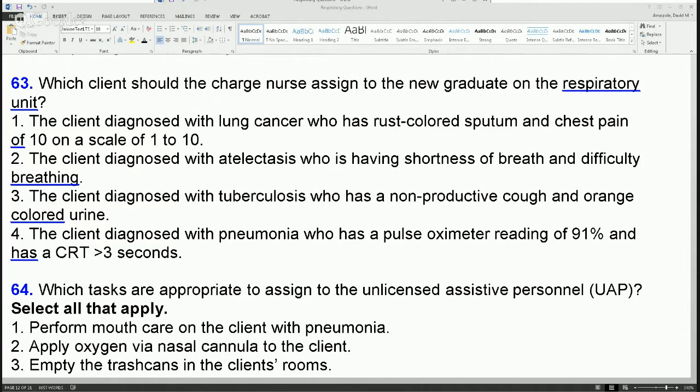You wouldn't do 4 because they have respiratory compromise. You wouldn't do 1. The client with lung cancer is expected to have rust-colored sputum. However, complaining of pain at a 10 warrants a more experienced nurse to assess the cause of the pain and medicate as necessary. Looking for stable for the new graduate.